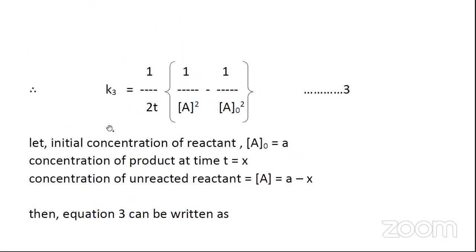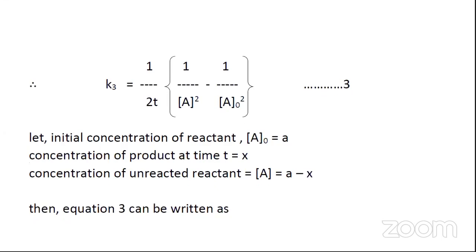Now rearrange the equation, take t to the left side. K3 is equal to 1 upon 2t, 1 upon a square minus 1 upon a0 square. This is equation number 3. Remember this equation number 3.